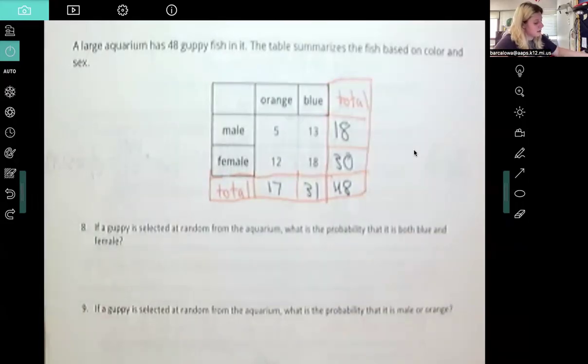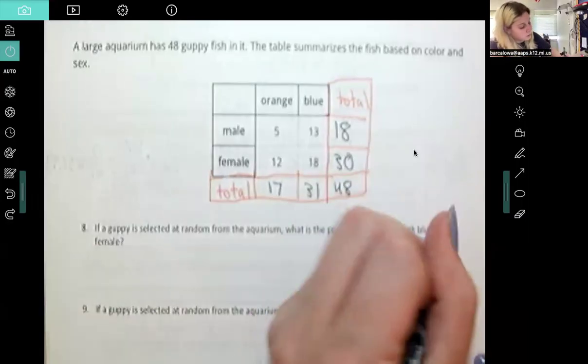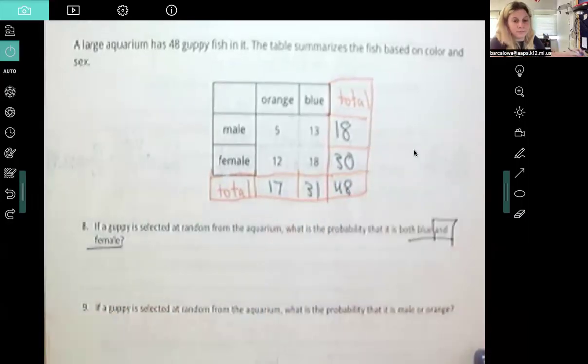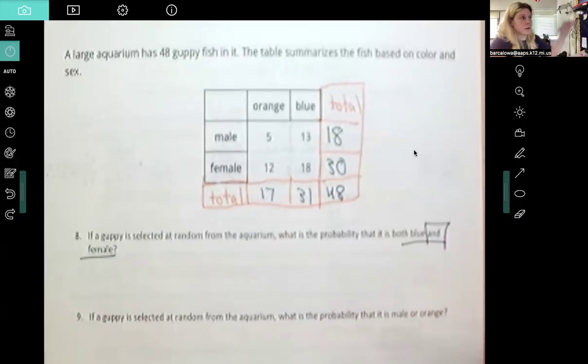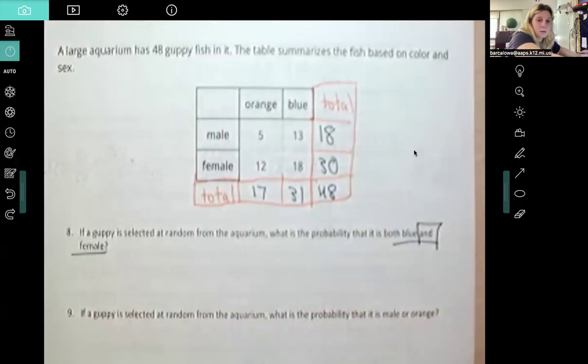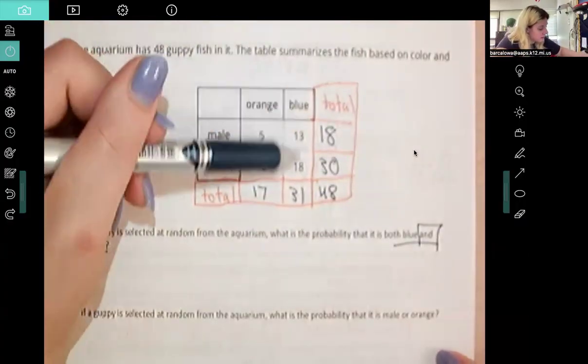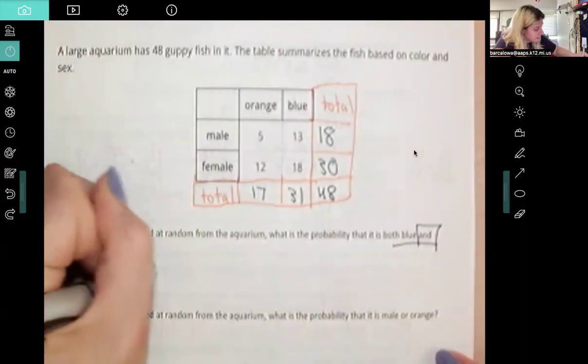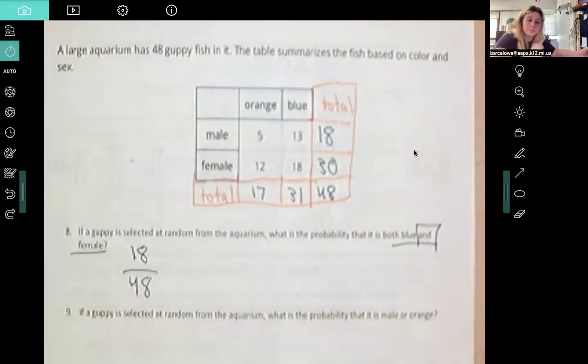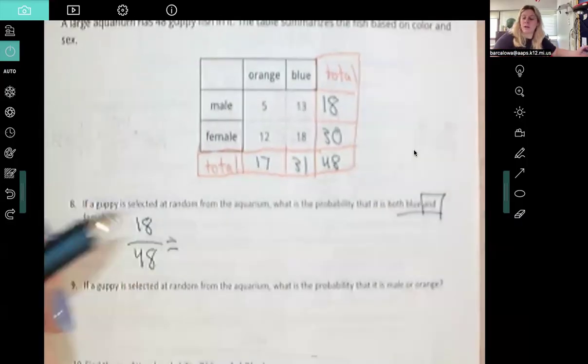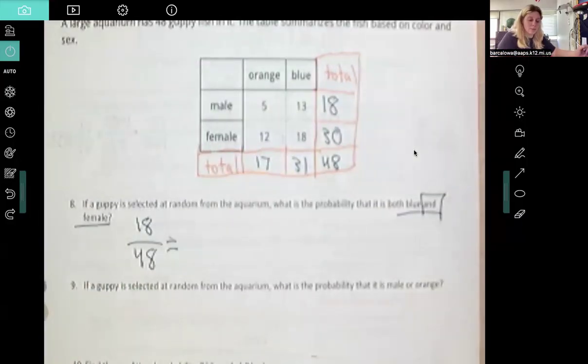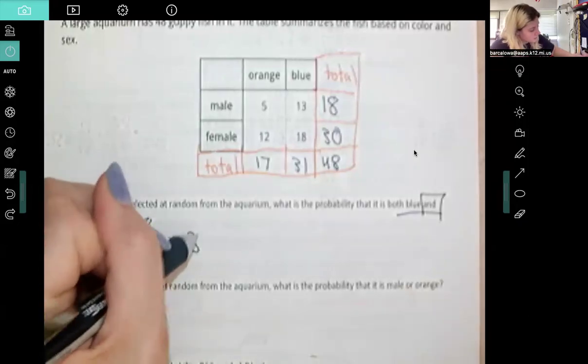If a guppy is selected at random from the aquarium, what is the probability it is both blue and female? What is going on? Okay, that's better. Why did I not do that sooner? So both blue and female, that's this 18 out of 48. Be sure you can convert that to a percent or a decimal. I think most often it'll be a fraction or percent. This is 37.5%.